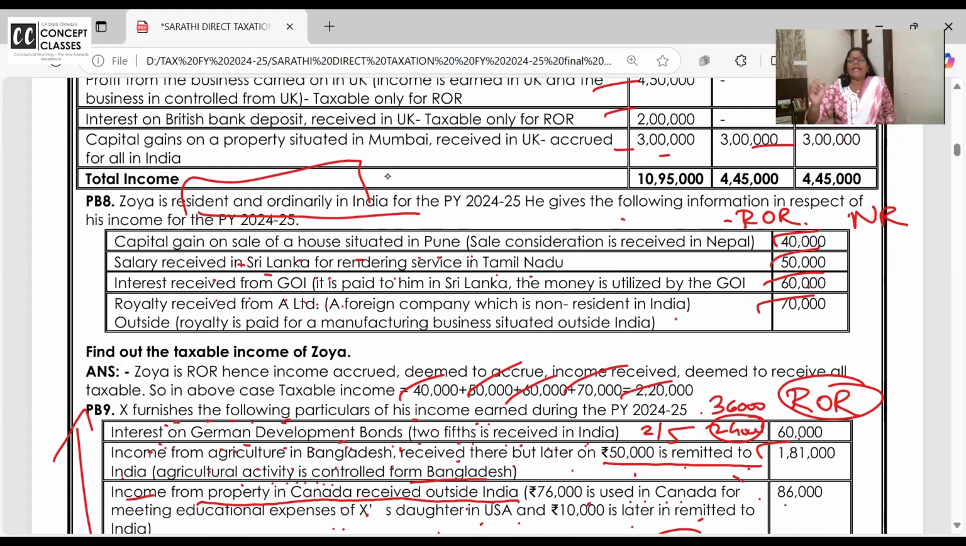Can you do it over there in pen, pencil? I'm twisting the question. I'm saying Zoe is a non-resident. Will the answer be the same? Yes or no? No. Capital gain will still be taxed. He's a non-resident.